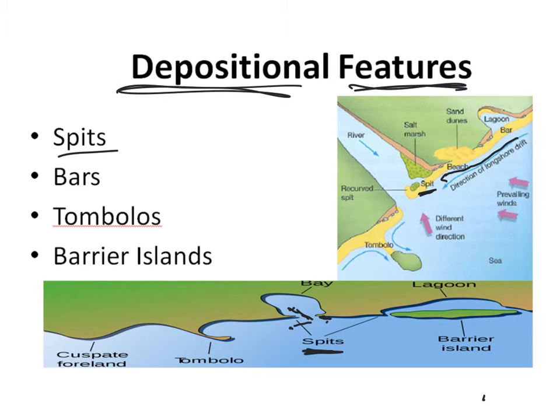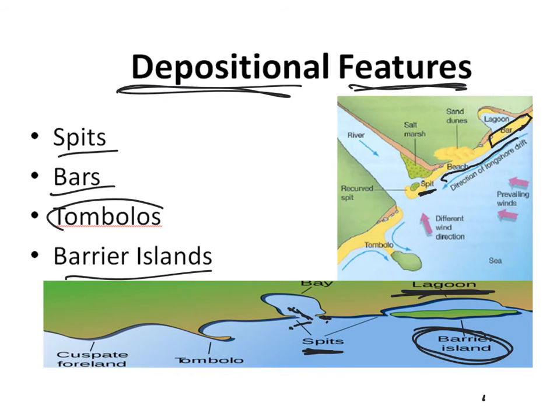Now, if we have enough of the spits going across, then we form what we call a sandbar. And the sandbar will actually close off the bay and cause it to form a lagoon. And if it's not fully attached, then we have what we call a barrier island out here. Okay, so that kind of relates how we get our spits, our bars, and our barrier islands.